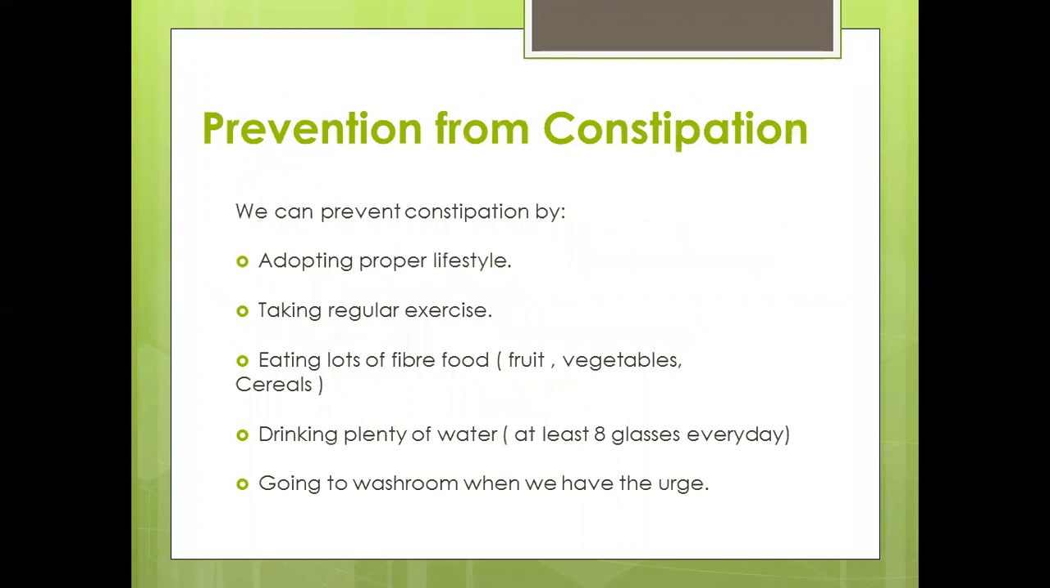Prevention from constipation: we can prevent constipation by adopting a proper lifestyle. Adopting a proper lifestyle means sleep on time, wake up on time, take food on time, be relaxed, and don't get tense, because tension is the main cause of constipation and diarrhea, as they are connected to the brain. Take regular exercise, eat lots of fiber food, drink plenty of water, and go to the washroom when we have the urge. Don't get late.